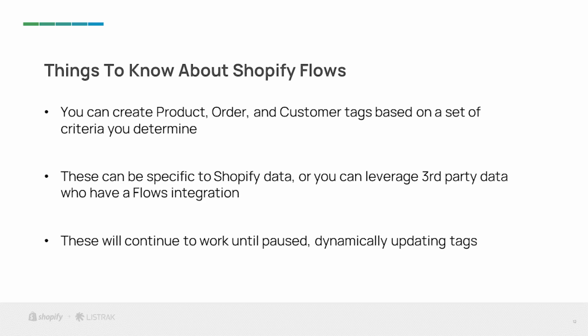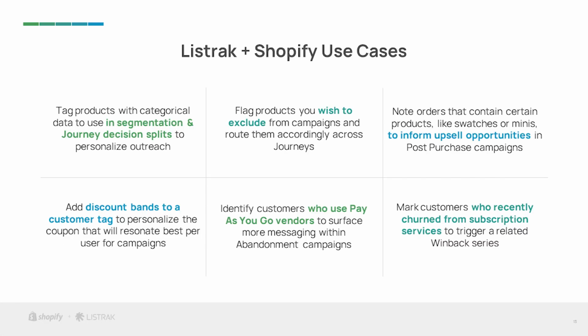We'll be spending a lot of time in Shopify, but there are a few use cases I also wanted to go over. The nice thing with Shopify Flow is your use cases and strategy are kind of endless, I would say. So I just outlined a few of these here. I'm going to go through these one by one because I think it's helpful to think through for your specific business how these might be impactful for you or how you might tweak them to fit how your business operates. So a few examples: you can tag products with categorical data for segmentation specifically or to be used within decision splits within journeys.